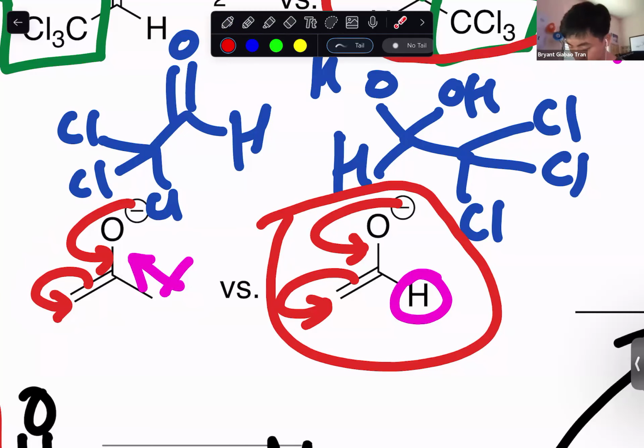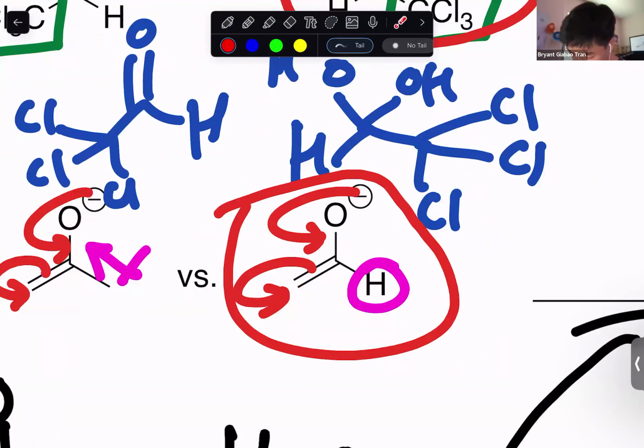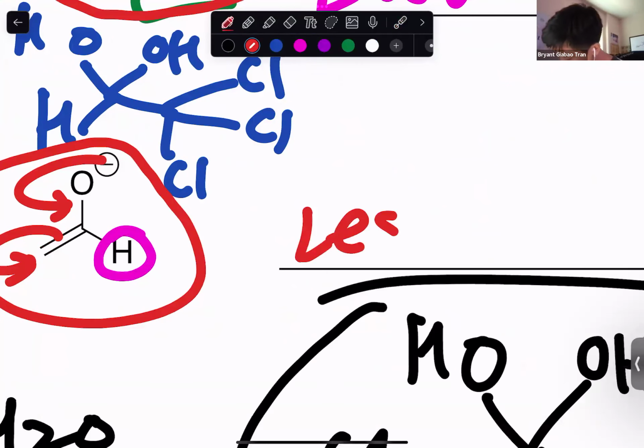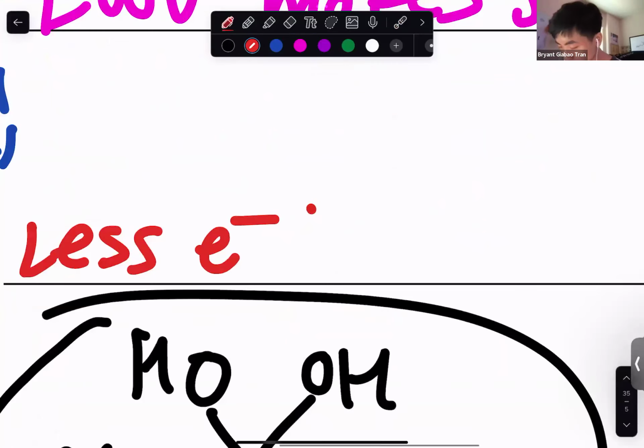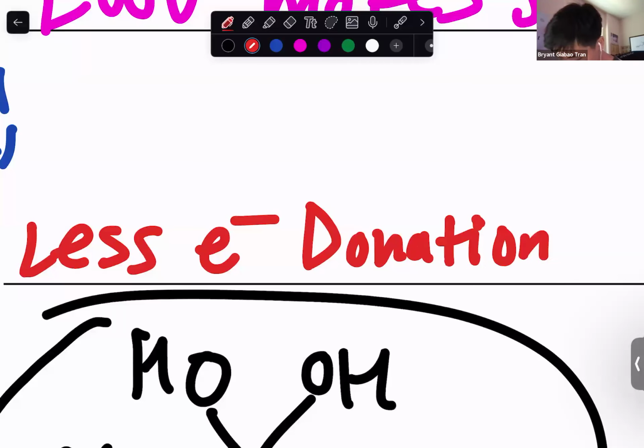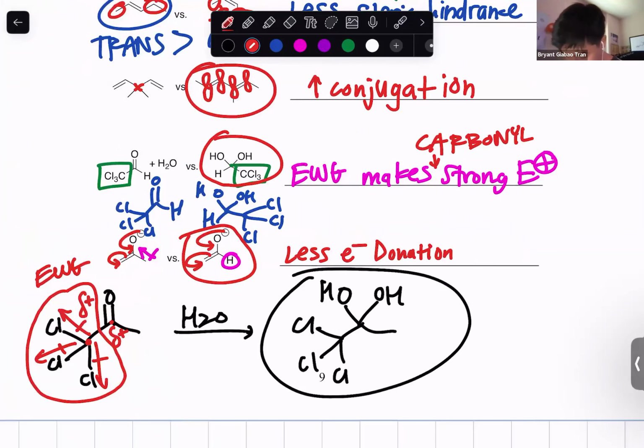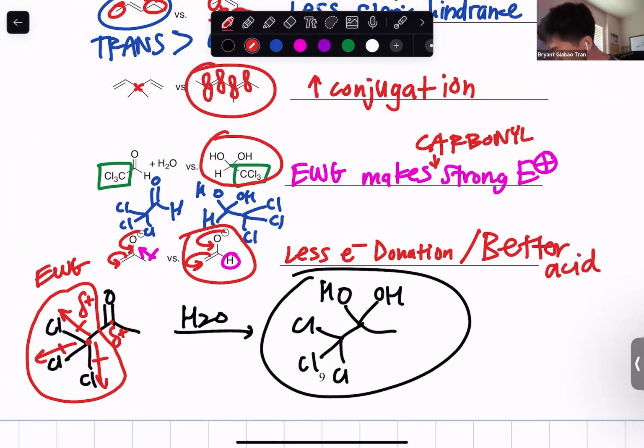So let's see what the answer is and what the reason was. Yep. Less electron donation, less electron repulsion. And you could say better acid as well, but that's going to talk about another factor. That's going to talk about if you have this carbonyl versus this carbonyl, and you compare acid A with acid B.